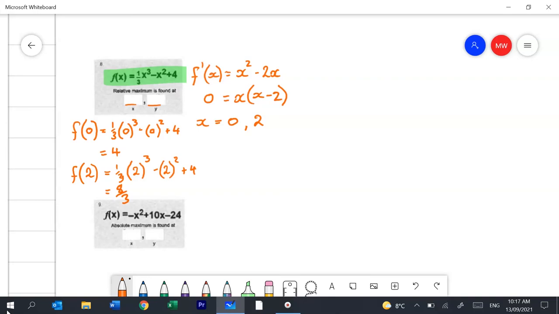Okay, so we've got these two values, and now what we need to do is work out which one is the local maximum and minimum. And so this isn't confusing, I'm just going to pair them up. So I've got one turning point, or one stationary point at 0, 4. So I'm getting that from here and here. And I've got a second one that's at 2, 8 thirds. And I'm getting that from that x and that y value there. And now I need to put them into those tables. So let's do that.